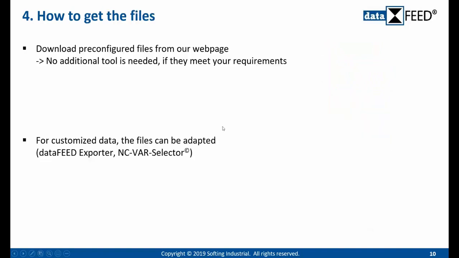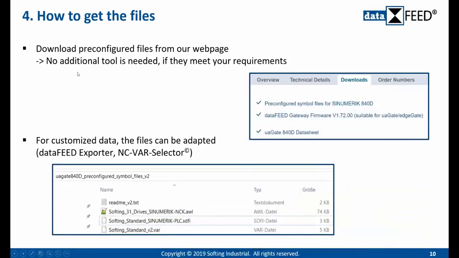You may ask, that's cool that I now know that I need two files, but how do I get the files? How do I set them up? There you have two options. First option, you can download pre-configured files from our web page. I will show you that later on, but go to our web page and you can download some pre-configured files, which contain the .awl file as well as the SDFI file.